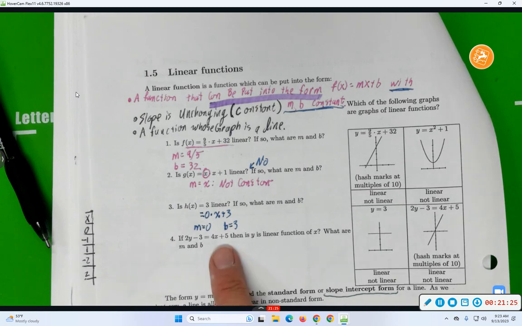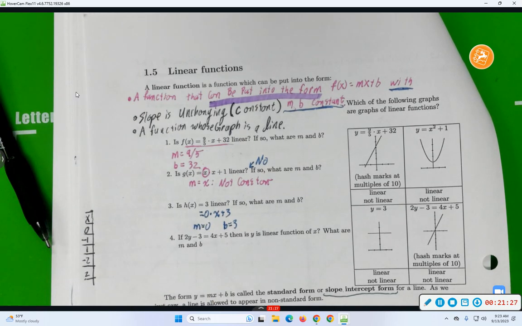And maybe just to hammer that home, here's another one. 2y minus 3 equals 4x plus 5. Does that give y as a linear function? Folks want to say yes? Folks want to say no? Yes. It is. I think it is. That means we should be able to put it into the form y equals mx plus b.